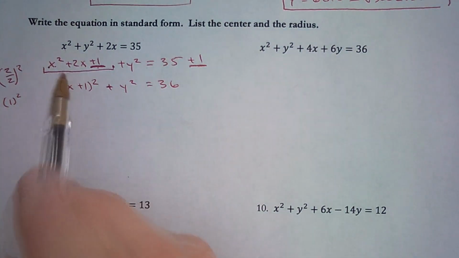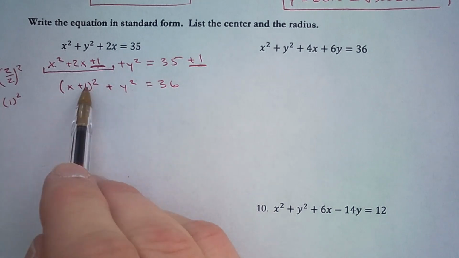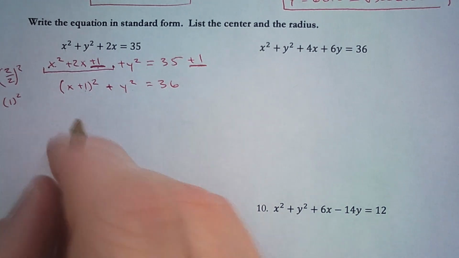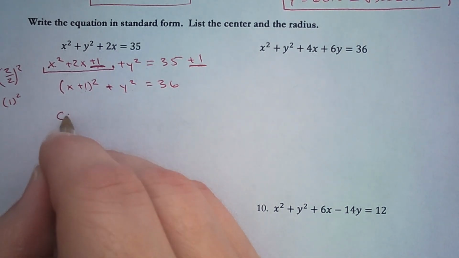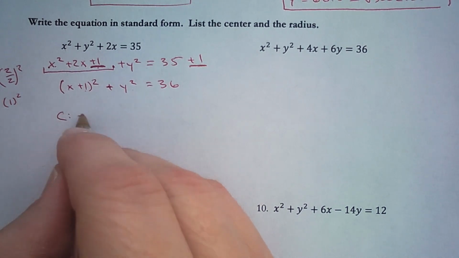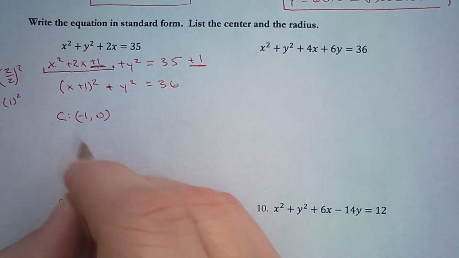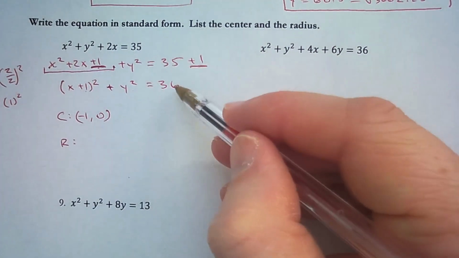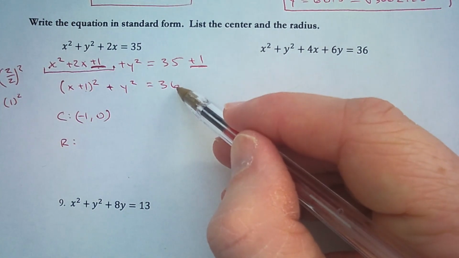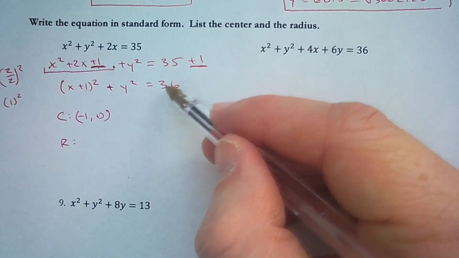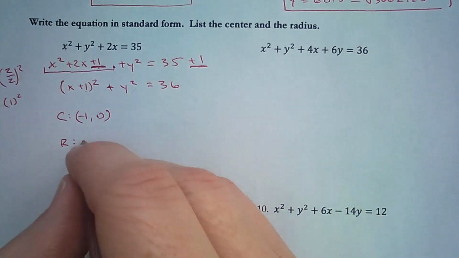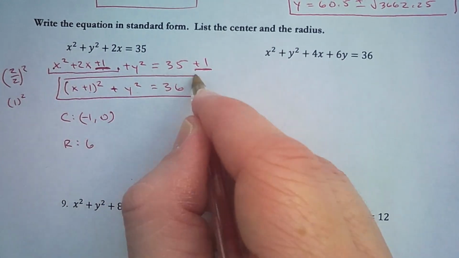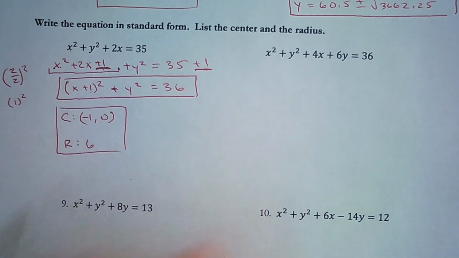So for the center, we have h and k. h is 1, k is 0 because we're adding nothing to the y here. Okay, so for the center, I have opposite signs: -1, 0. And then the radius is the square root of this number right here. Remember, this number here is r squared. The positive square root of 36 is 6. Okay, so here is my equation in standard form. Here's my center and my radius.